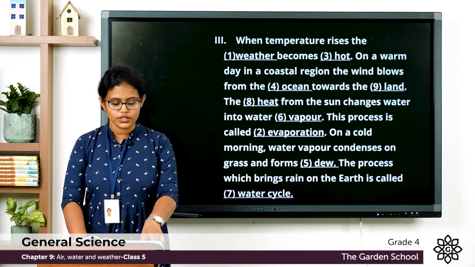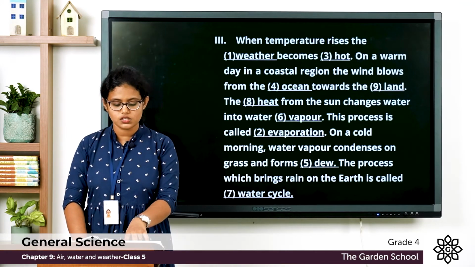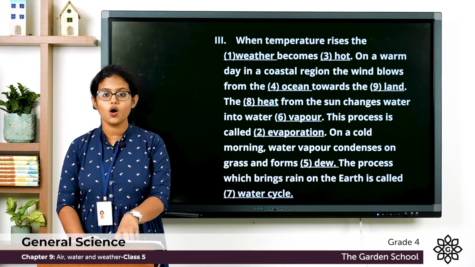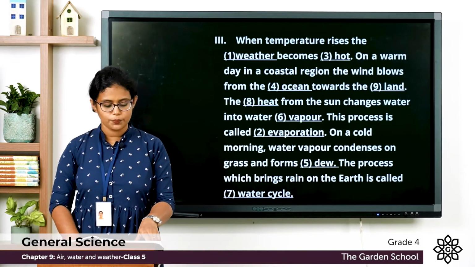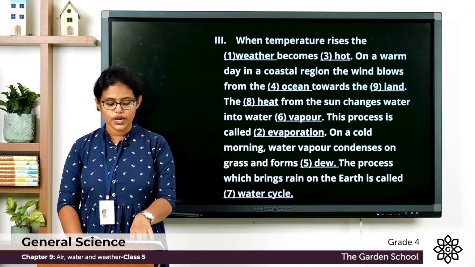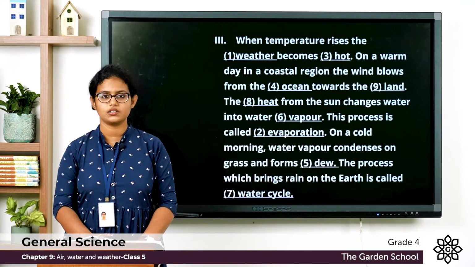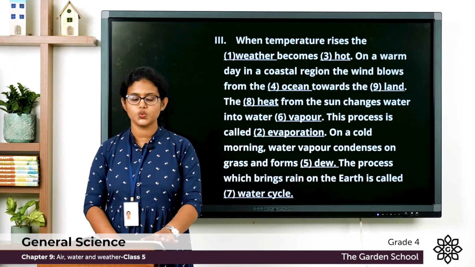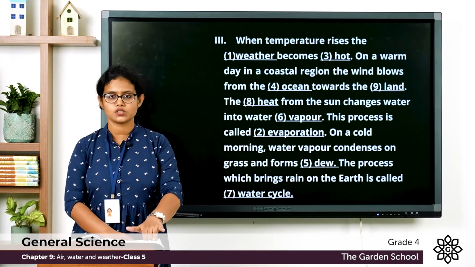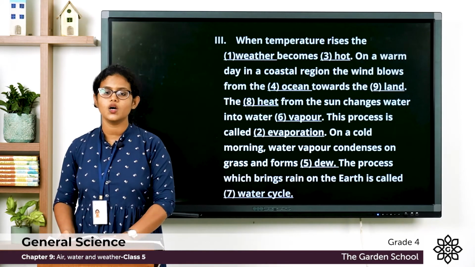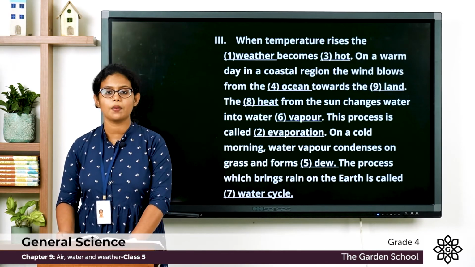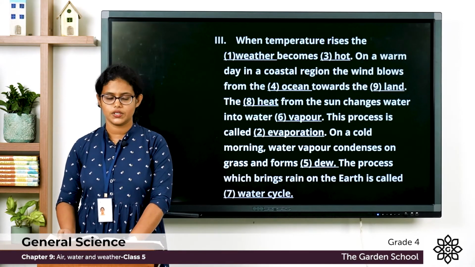On a cold morning, water vapor condenses on grass and forms dew. The process which brings rain on the earth, that is called water cycle. So, what you need to do is, based on this passage, you need to solve the word puzzle in page number 111.